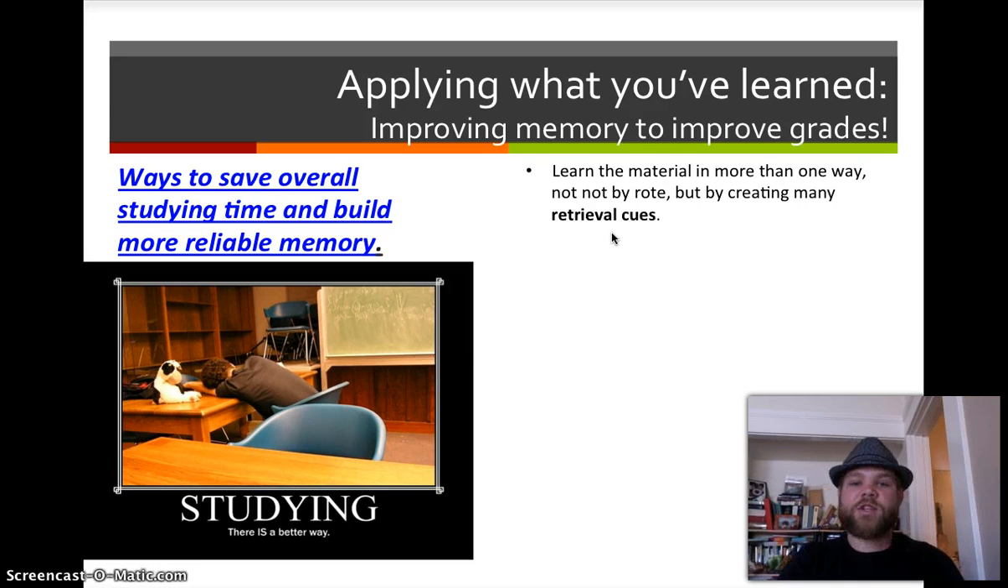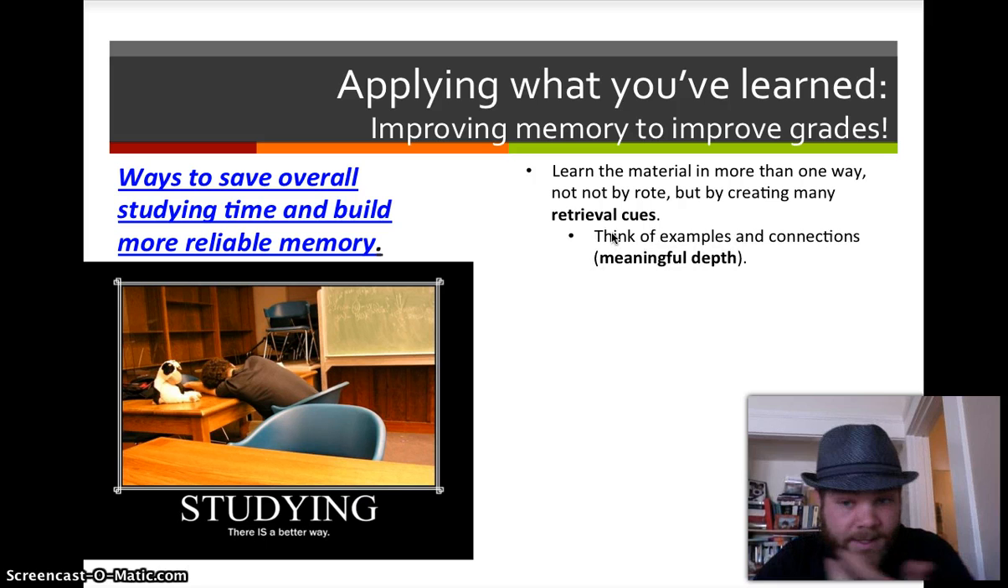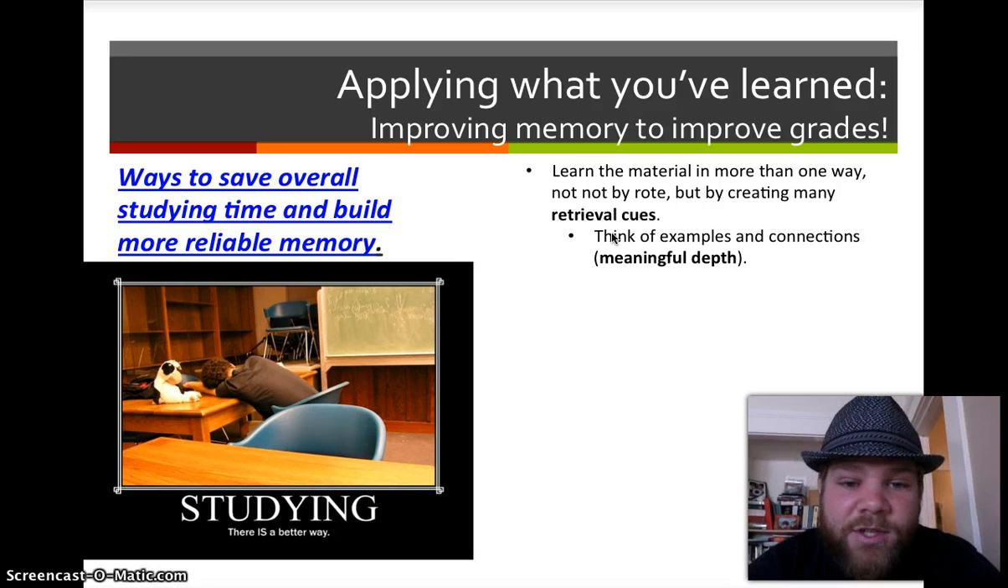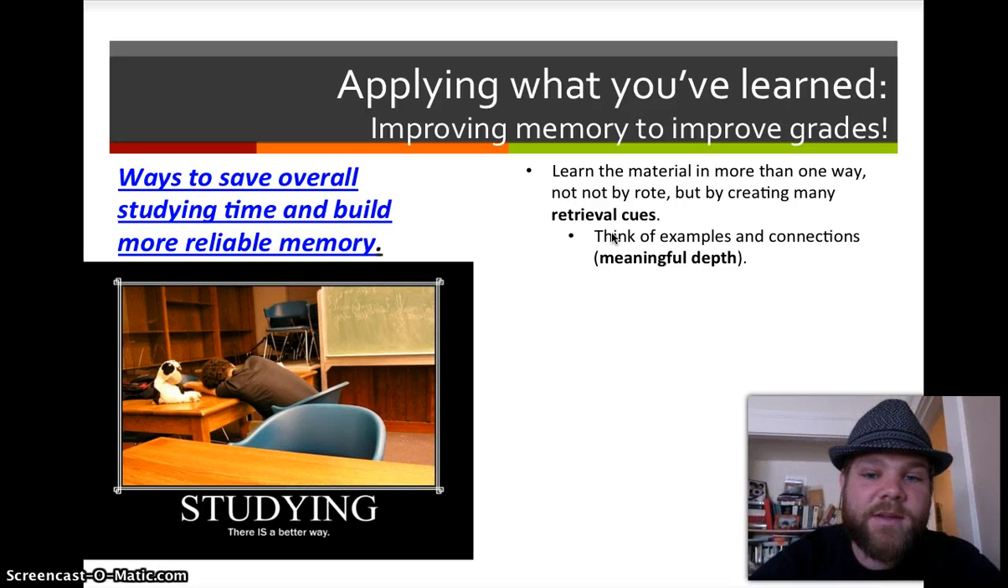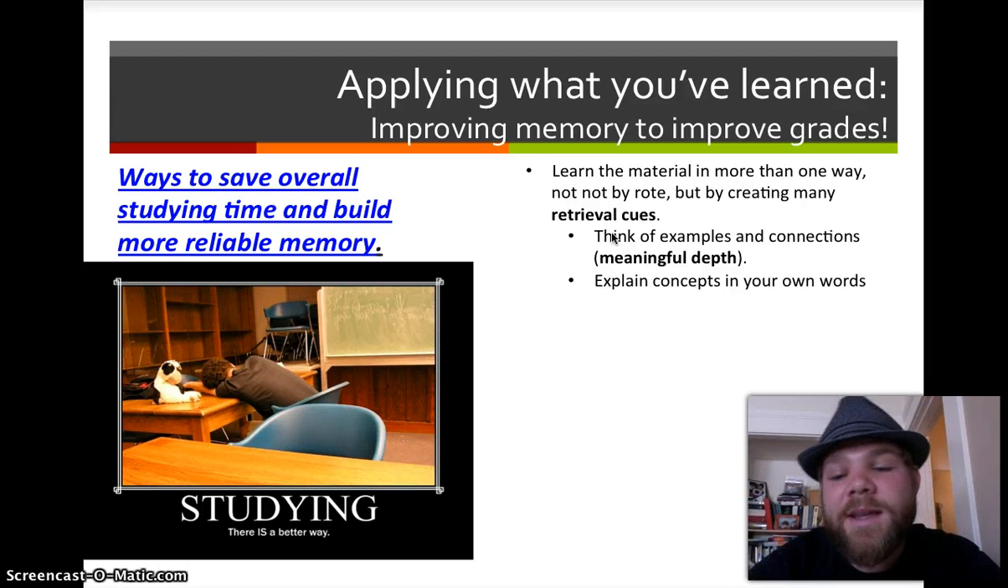The more associations and the more you link these concepts to in your memory, the more easy it'll be to retrieve them. So think of meaningful examples and connections. Connect these concepts to yourself, and you'll be much more likely to recall them. We're all narcissists. We love talking about ourselves, right? So we can do that with this. Explain the concepts in your own words. I can't stress how important this is.